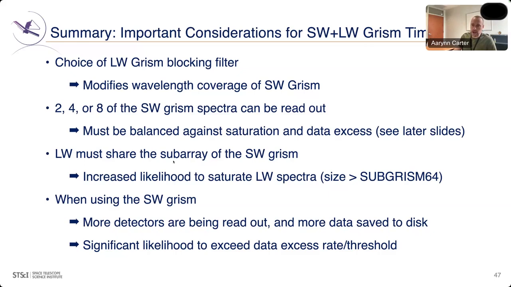The long wavelength has to share the subarray of the short wavelength Grism. So what that means is you're more likely to saturate the long wavelength spectra. The size of the subgrism 64 is smaller than the size of 2 short wavelength Grism subarrays added together, so you're always going to be reading out more pixels. And then when you're using the short wavelength Grism, more detectors are being read out. So you're getting a lot more data, you're saving a lot more data to disk, and you're going to get this data excess.